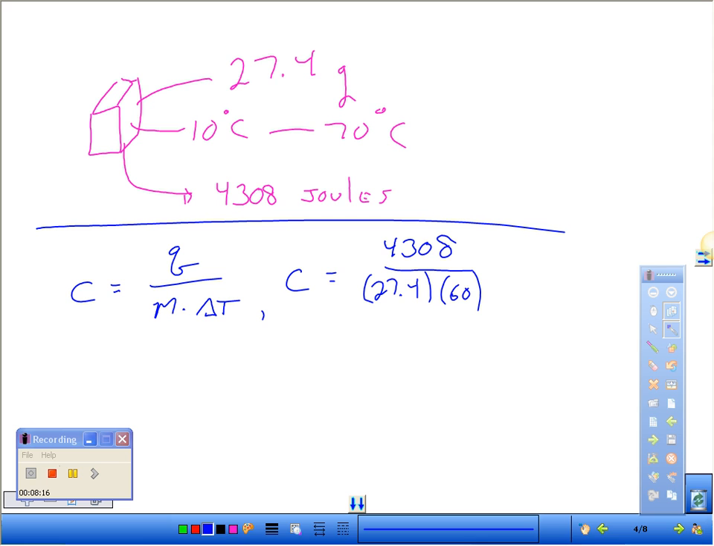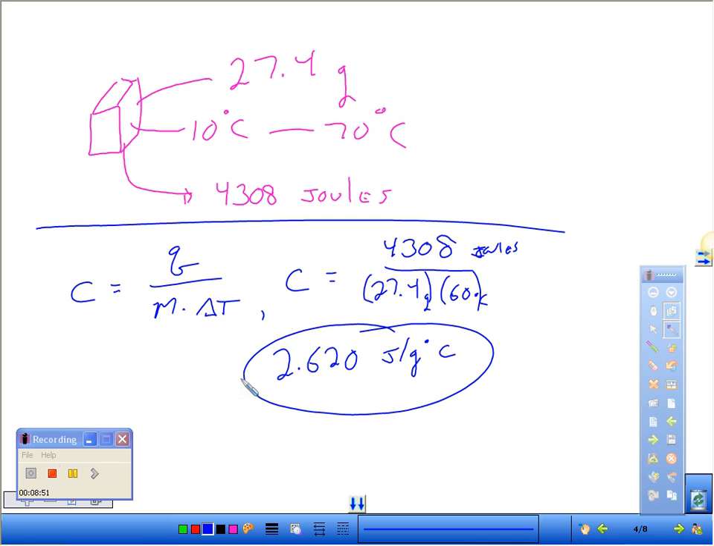So if we would take 4,308 divided by 27.4 times 60 in parentheses, you get a specific heat of 2.620, and the unit for that, since this was in joules and this was in grams and this is in degrees Celsius, the unit would be joules per gram degree Celsius for this substance.